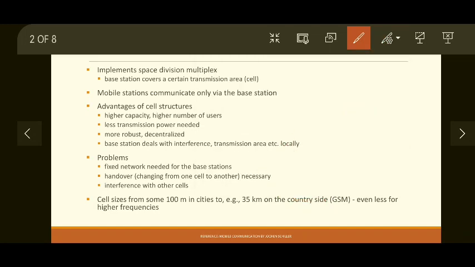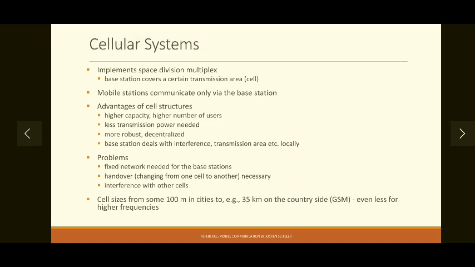Okay, then there are certain limitations also. Now as we have seen, the entire coverage region, or entire city or entire district or entire state, will be divided into a number of cells. More infrastructure will be required because there will be more base stations involved. So for each cell there will be a requirement of a fixed network for the base station. That is one of the limitations, or we can say problems encountered in cellular systems.